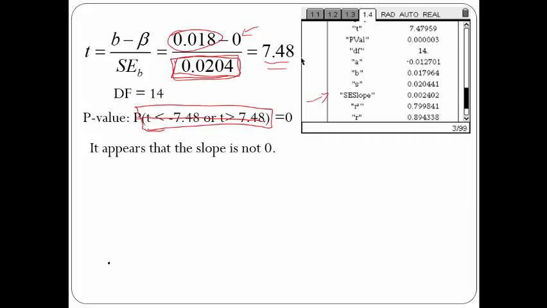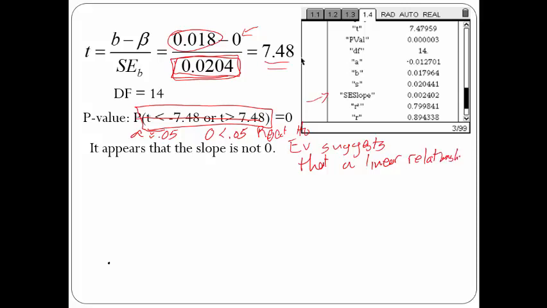So what that tells us is, at an alpha level of 0.05, 0 is less than 0.05, so we'd reject the null. And then it appears the slope is not 0. Evidence suggests that a linear relationship exists between blood alcohol level and number of beers consumed.